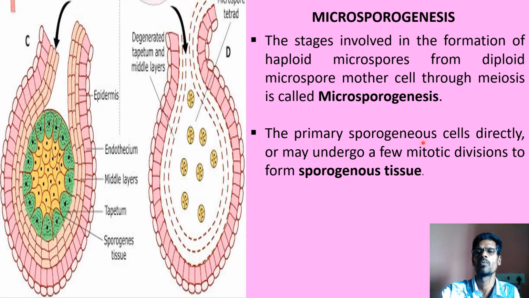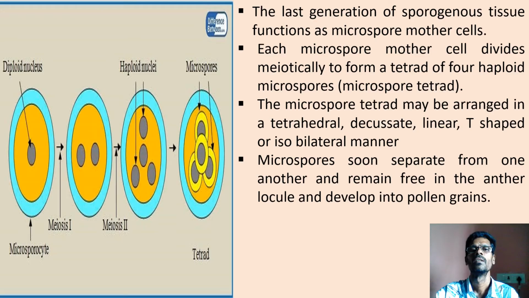The primary sporogenous cells directly, or after a few mitotic divisions, form the sporogenous tissues. In the center, the sporogenous tissue is shown. So these tissues usually develop by mitotic cell division to form the sporogenous tissues. The last generation of sporogenous tissue functions as microspore mother cells. Now here one microspore mother cell is shown with a single nucleus which is diploid in number. This microspore mother cell meiotically produces 4 haploid microspores. So this single diploid nucleus undergoes meiosis 1 to produce 2 nuclei which are haploid in nature.